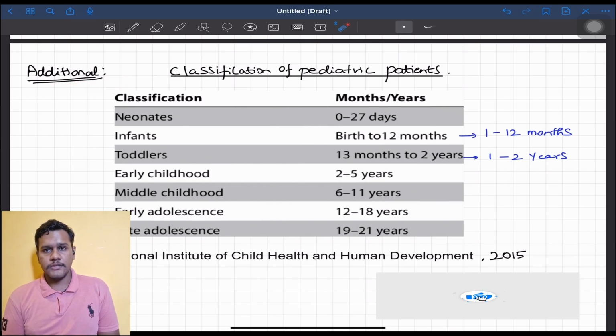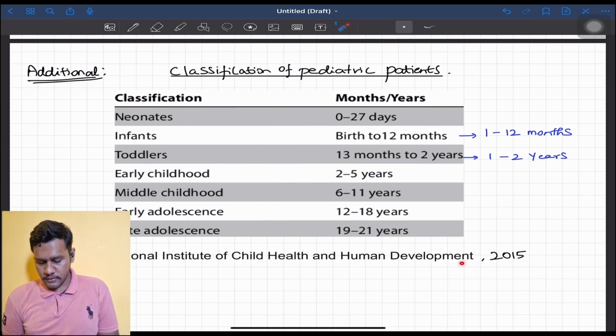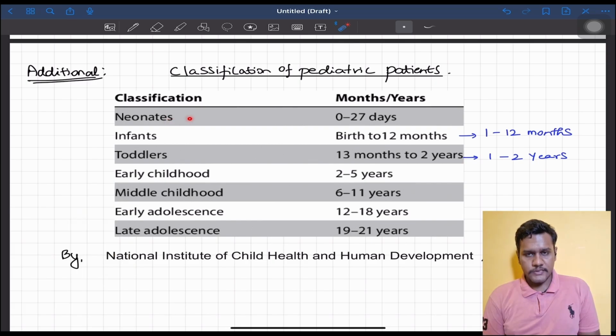Differentiating a child based on their age: this classification was given by the National Institute of Child Health and Human Development in 2015. First are the neonates, or newborn babies, from day 0 to the 27th day. Then the infants, from 28 days after birth to 12 months.